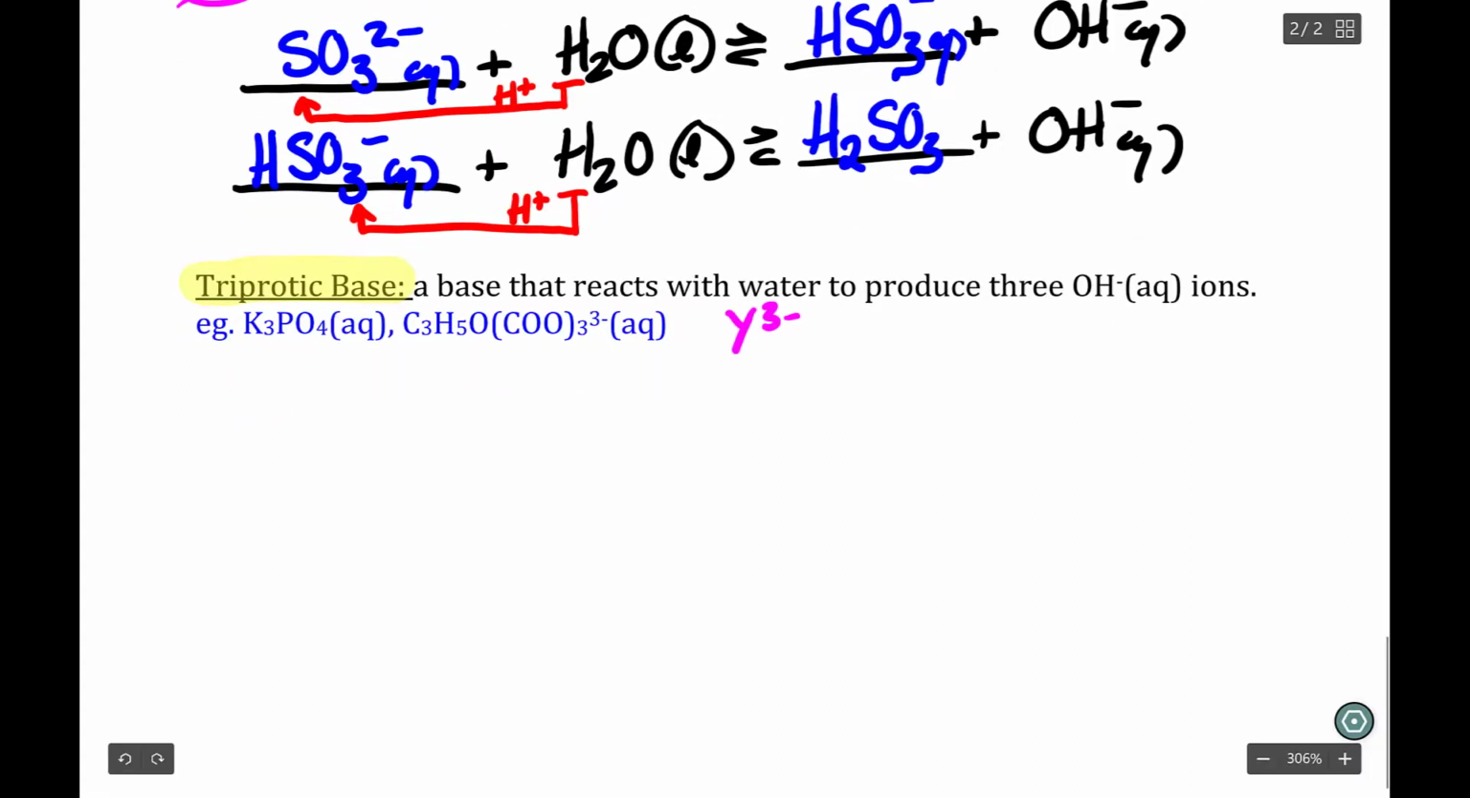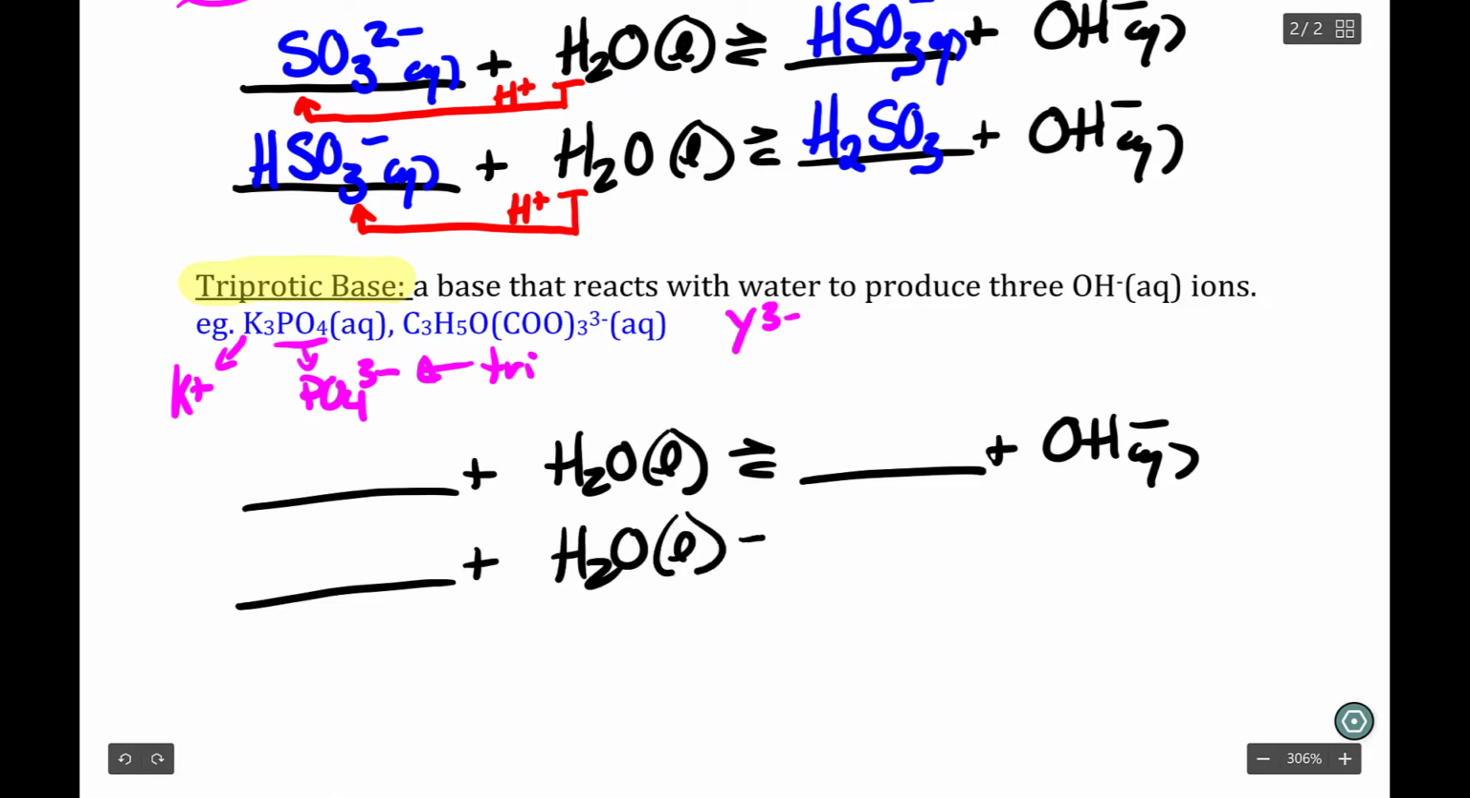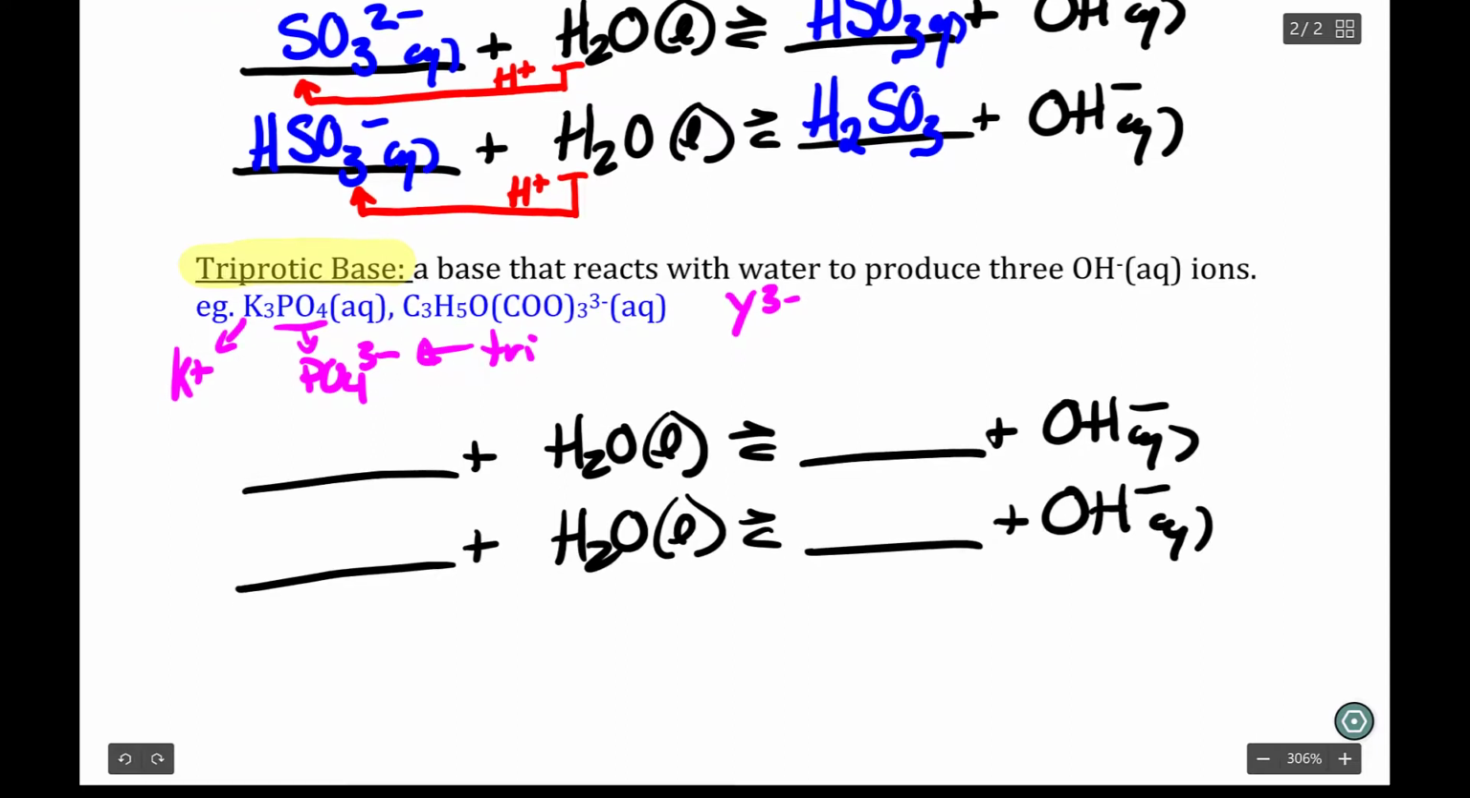So again, when I look at K3PO4, I understand that this is K plus and PO4 3 minus. Well, that 3 minus there is going to make it triprotic. And so I can write out those 3 steps. I can write out blank plus water is in equilibrium with blank plus hydroxide, and I will do that 3 times. Now, by the time you get to the third step, this doesn't really happen, but we're just drawing out hypothetically, how it reacts and why it is triprotic.